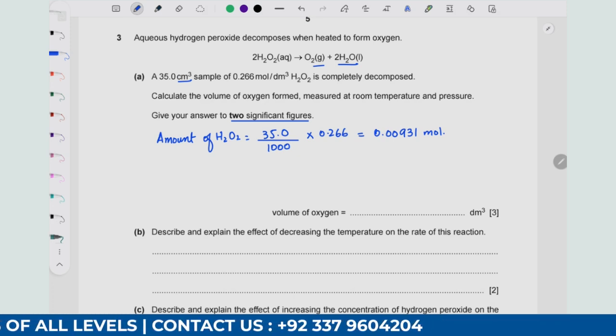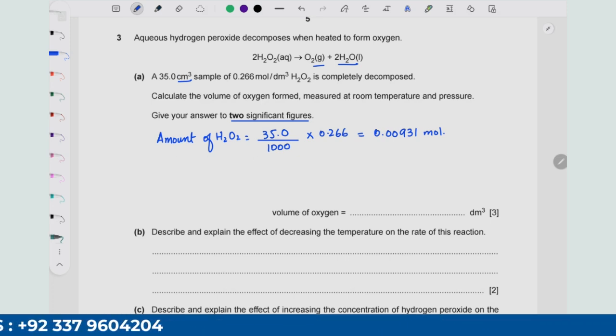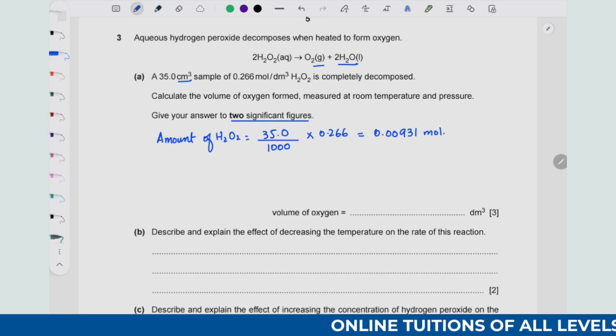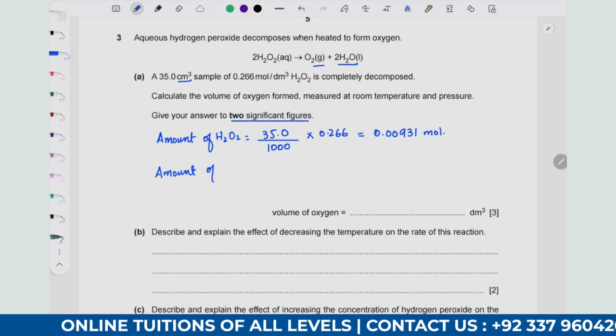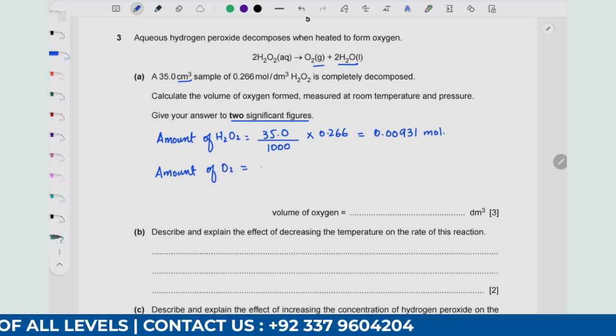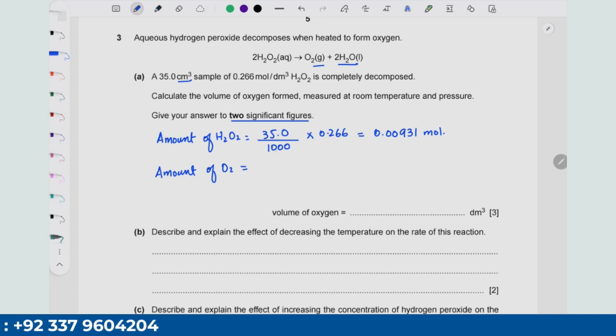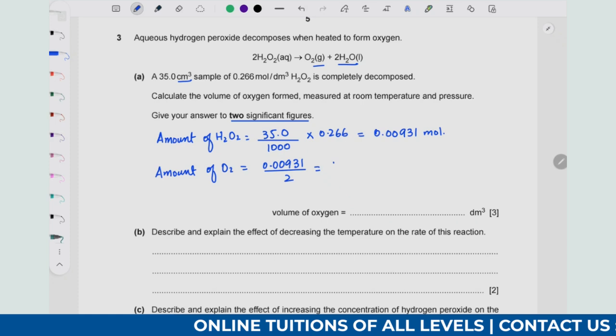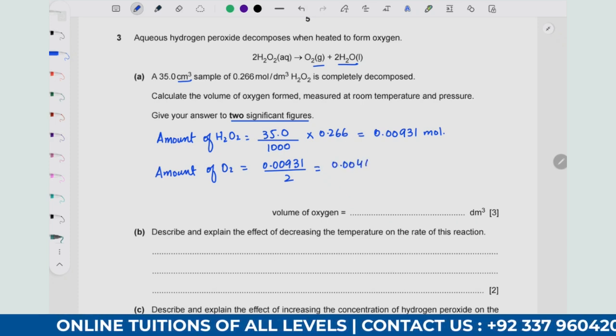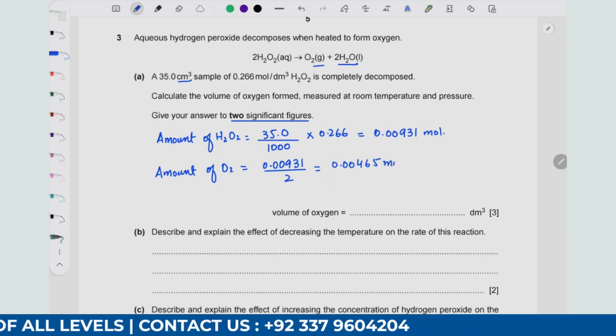As we have got the amount of hydrogen peroxide, we can see from the equation over here that 2 moles of hydrogen peroxide give 1 mole of oxygen. So the amount of oxygen will be equal to the amount of hydrogen peroxide, 0.00931, divided by 2, which will be equal to 0.00465 mole.